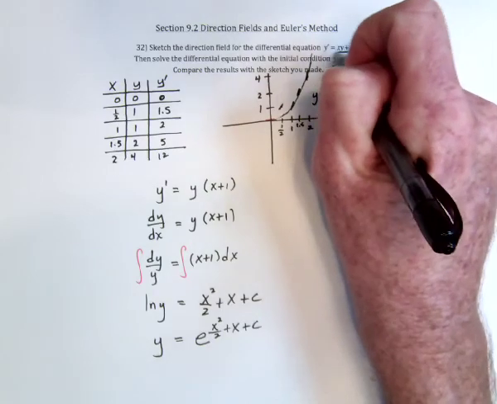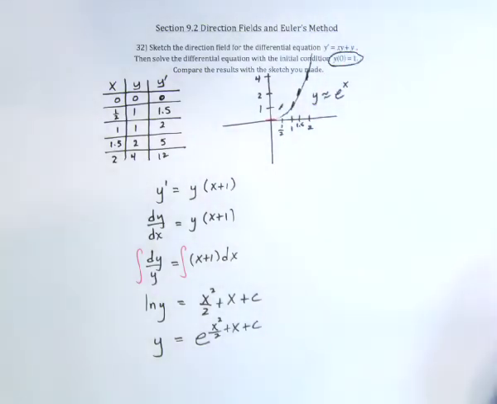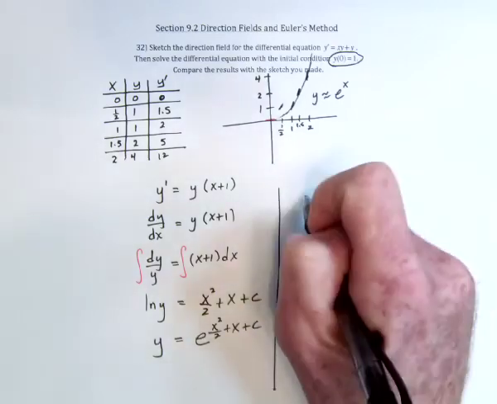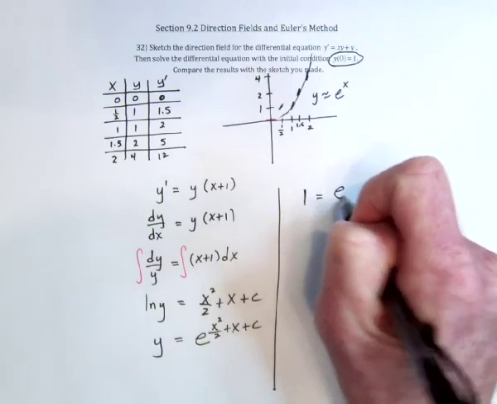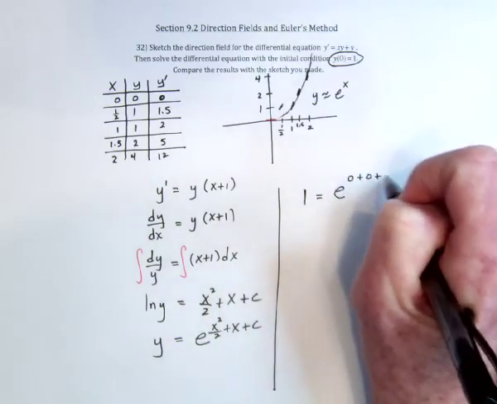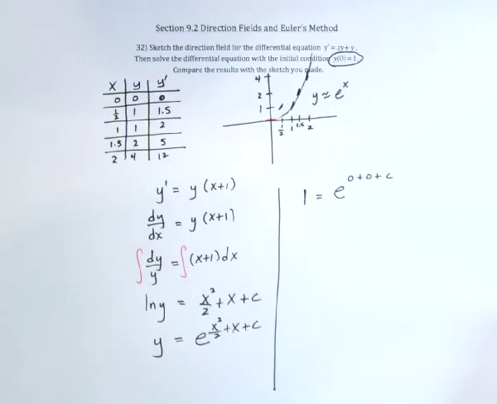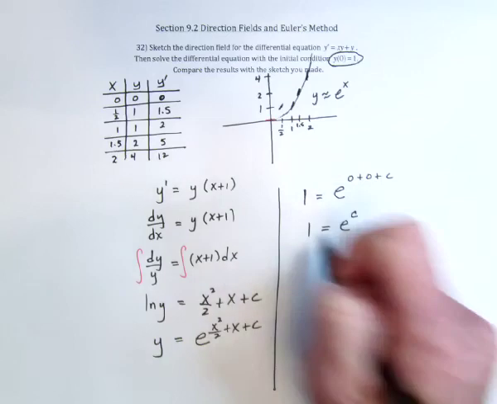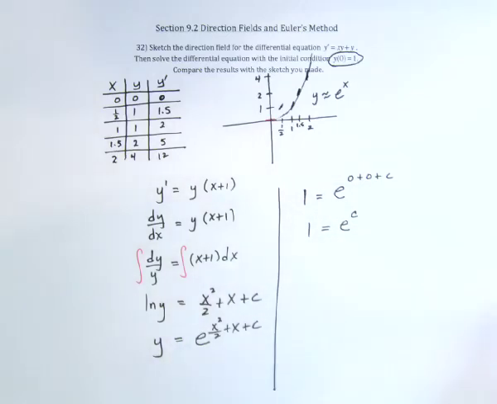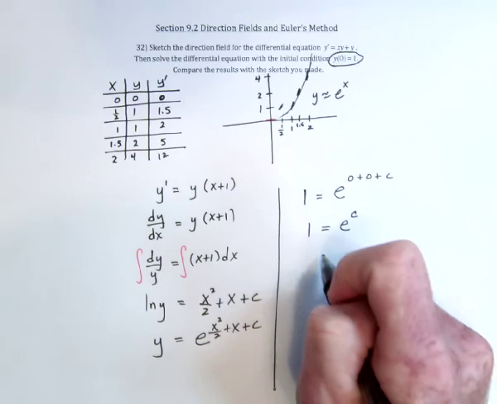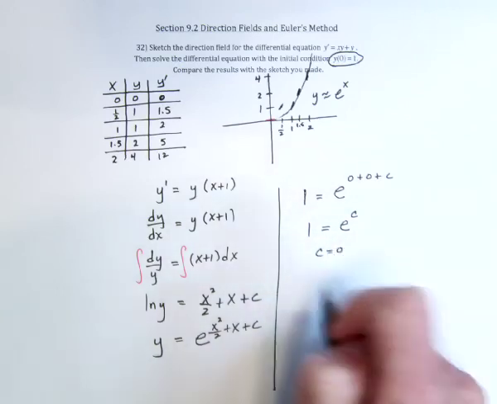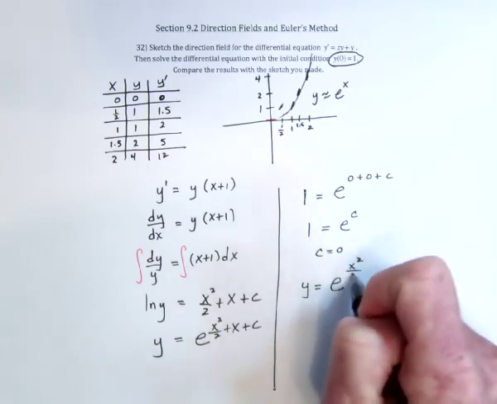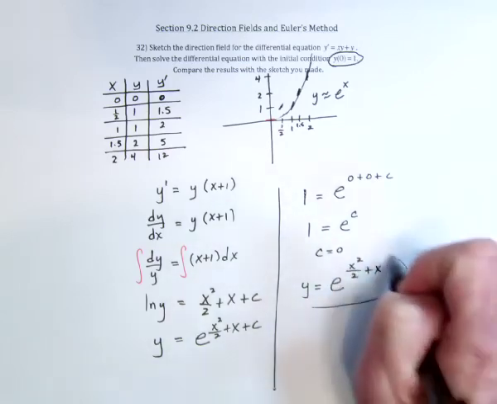So this part right here is saying plug in that x is a 0 when y is a 1. So y is a 1 when x is a 0. So the x squared is gone, the x is gone, we're just left with e to the c is equal to 1. The only number that can make e disappear like that is a 0, e to the 0. So c is equal to 0. And then the final answer is that y is equal to e to the x squared over 2 plus x, and c is a 0, so that's it.